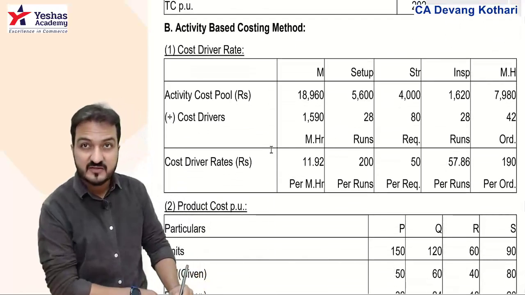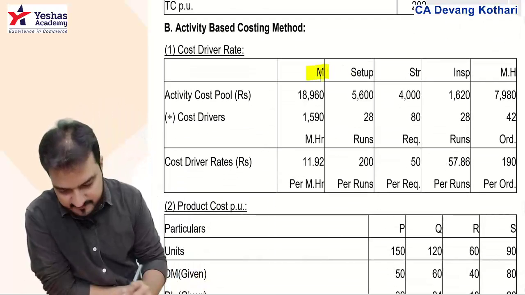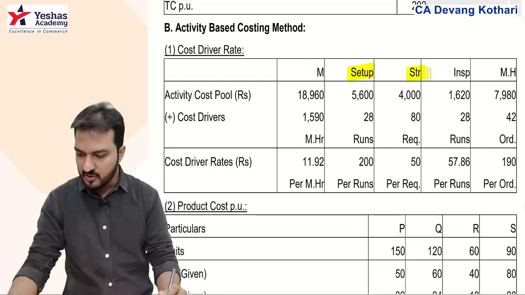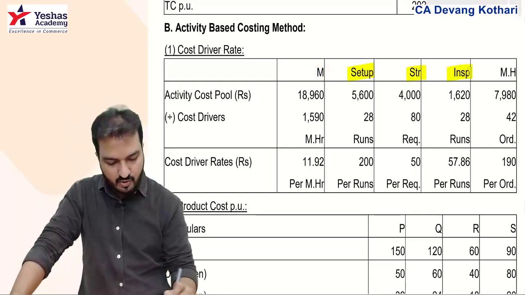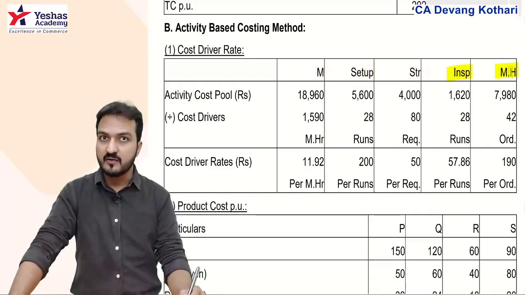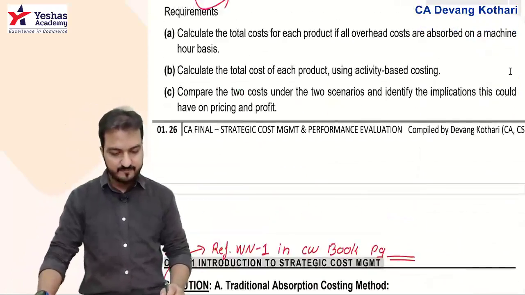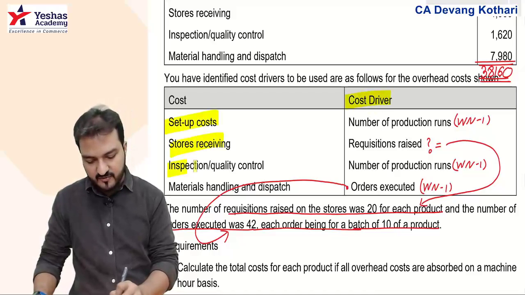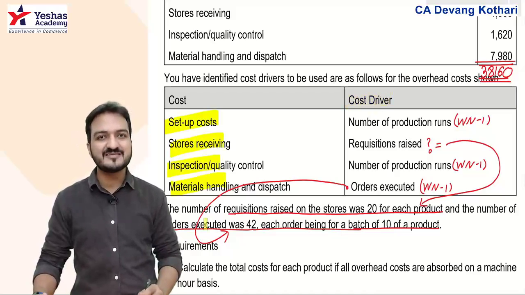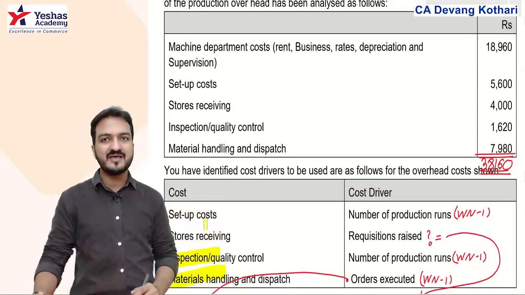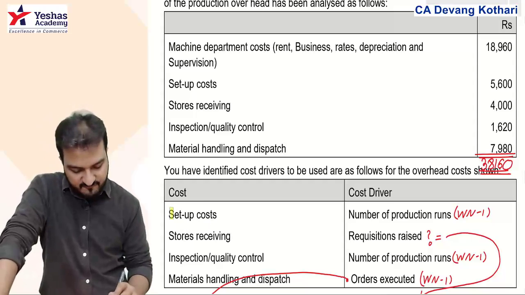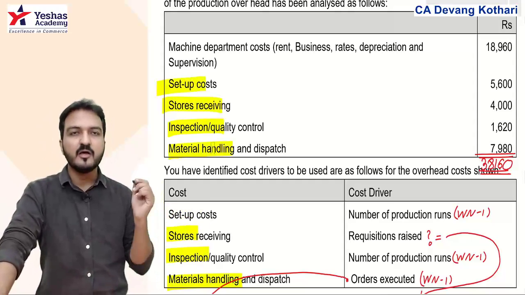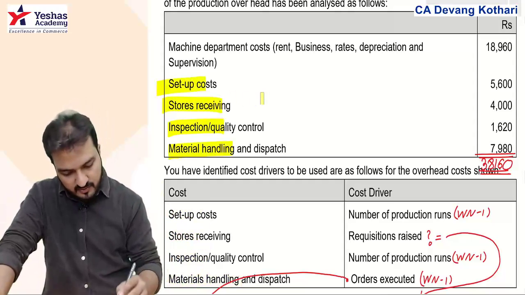So look, as per the ABC method, you have 5 different activities. That is machine department cost, setup cost, stores receiving cost, inspection cost, and material handling cost. Now look, out of the 5 activities in the question, the cost driver is already given for 4 activities. One activity base is not given. Let's find out which. You're already given the base for setup, stores, inspection, and material handling. You're already given the cost driver for these 4 activities.